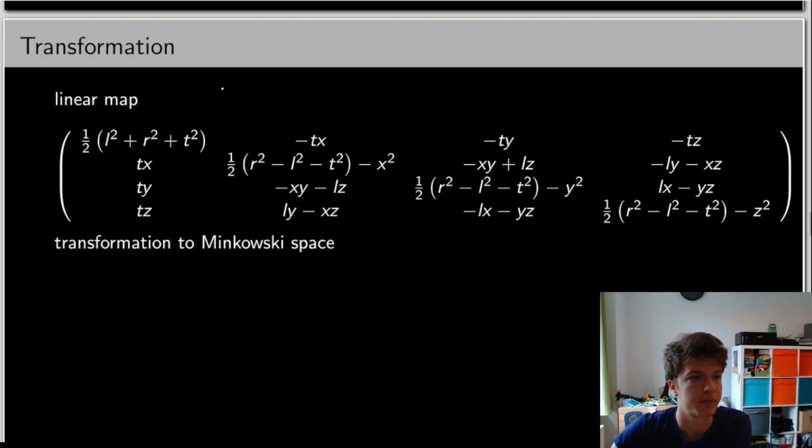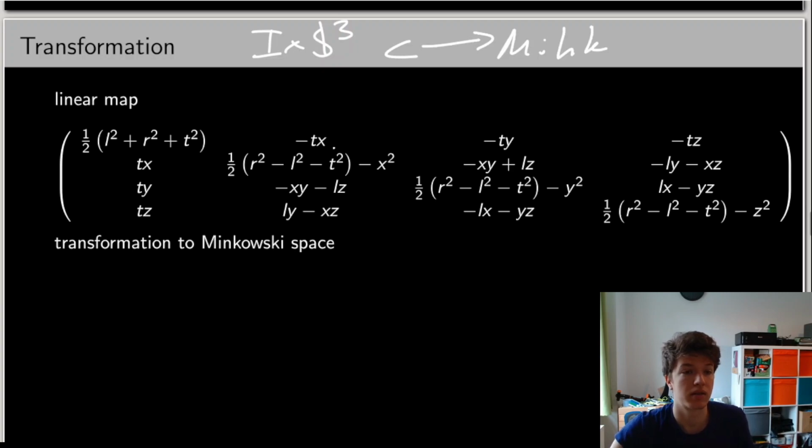Right, and as I mentioned before, because of the map from the cylinder to Minkowski space, we know that the differential is a conformal map on the tangent space, and it's also a linear map, and therefore we can do the transformation to Minkowski space.